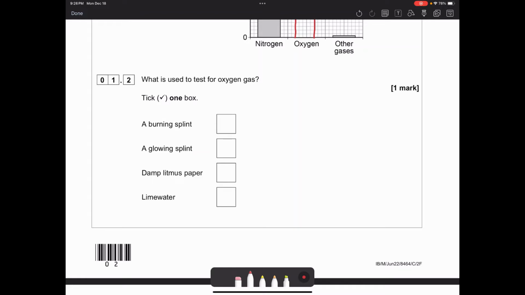What is used to test for oxygen gas? So this is one of our gas tests. Well, to test for oxygen gas, we use a glowing splint. A glowing splint will relight in oxygen, and it will then become a fully burning splint again. A burning splint is used for hydrogen gas. That's your squeaky pop test. Litmus paper is used to test for chlorine gas, and lime water is used to test for carbon dioxide. Okay, so you've got to know what piece of apparatus we use for each different gas.